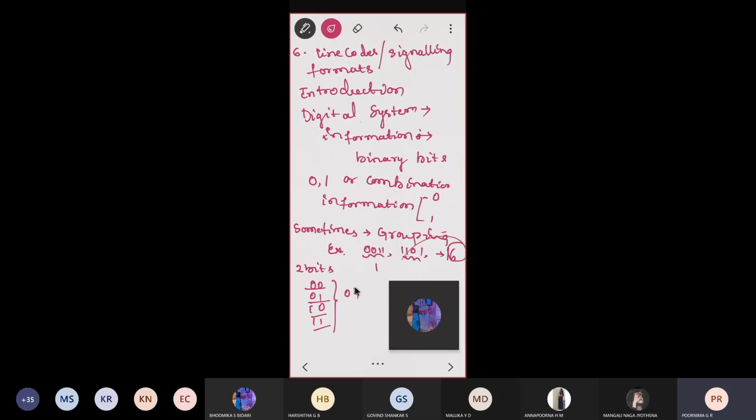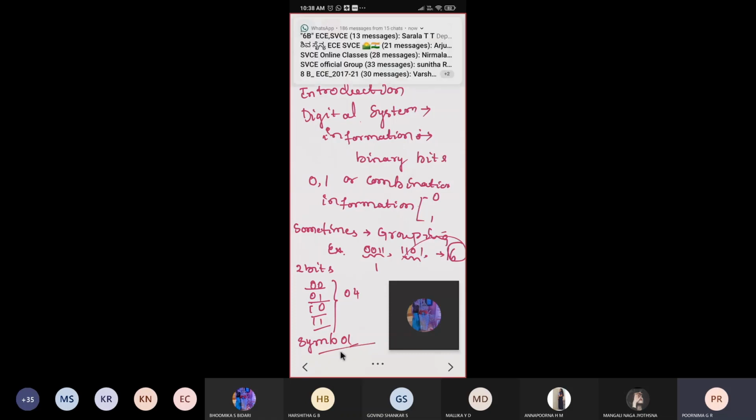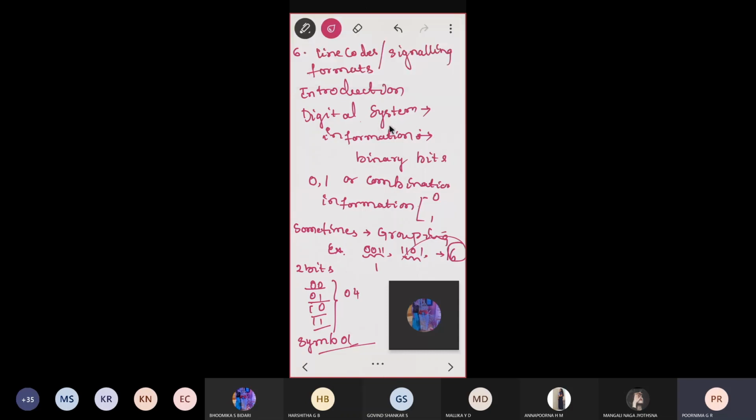Whenever I'm grouping more than one bit, each group is termed in digital as a symbol. A symbol is nothing but a group of bits used as information for the transmission, or for a digital system to make it understandable. Such information is termed digital information, and systems which take such information are termed digital systems. If the system is taking digital information, it will be in the form of symbols.